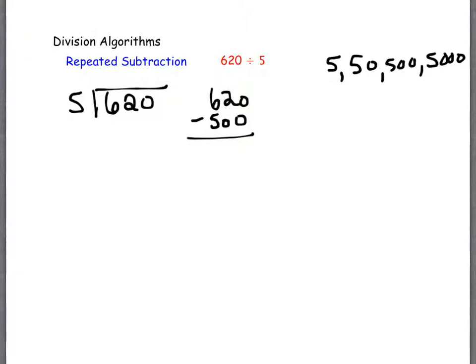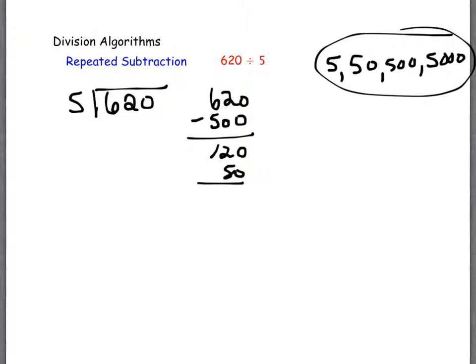I'm going to show you how this gets your answer in a minute, but just bear with me, okay? So if I do 620 minus 500, what do I get? 120. Okay, so the only things I'm allowed to subtract are these 5 times the power of 10. Whatever the number is times the power of 10. So what's the next value that I would subtract? 50. And I would get 70. Good. And then what would I subtract? 50 again. And I would get 20.